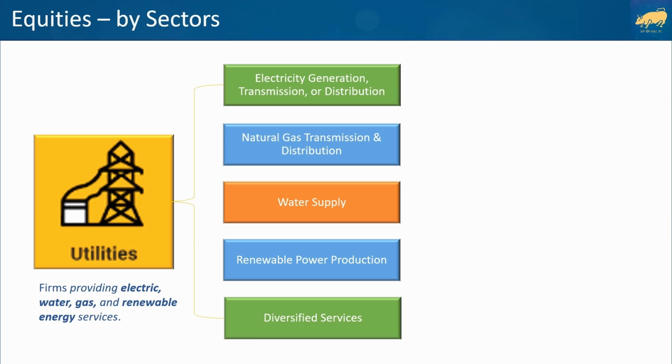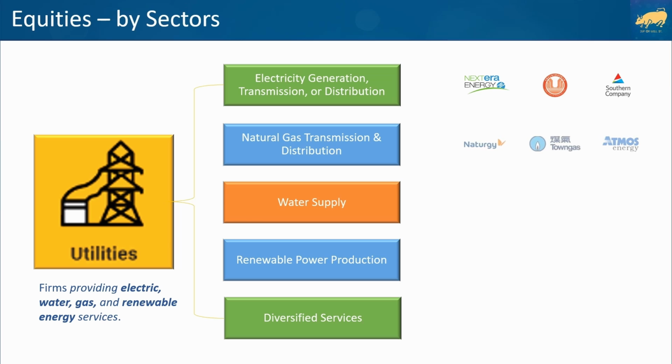The utilities sector includes companies that provide services in the electric, water, gas, and renewable energy fields. The sector covers industries like electrical power generation, transmission or distribution, natural gas transmission and distribution, water supply, renewable power production, and diversified utility. Looking into these industries globally, we see that the largest electrical power generators, transmitters, or distributors are NextEra Energy, China Yangtze Power, and the Southern Company.